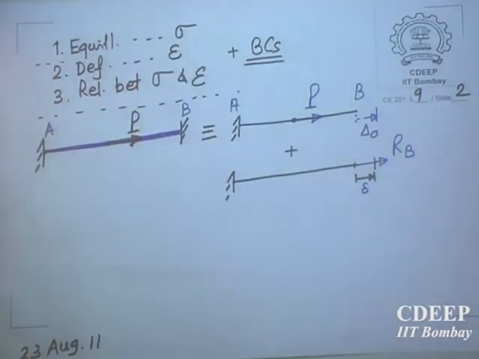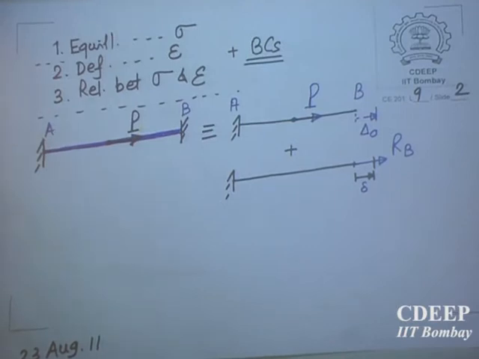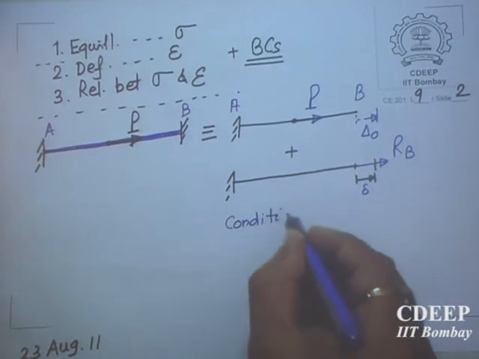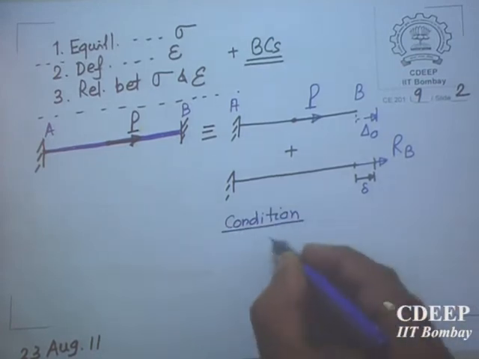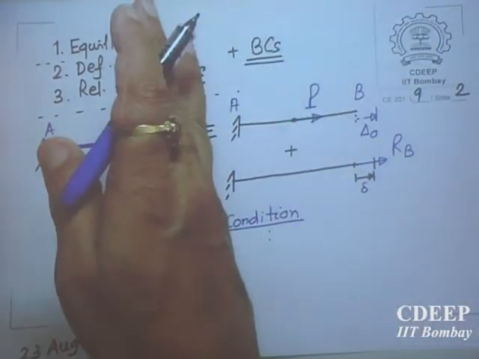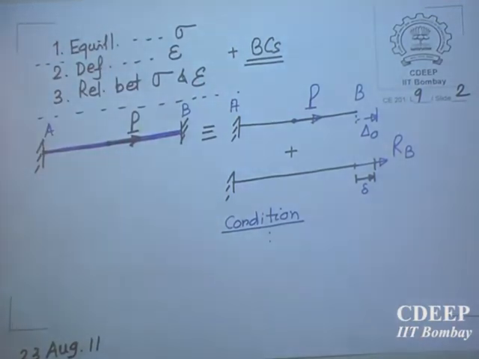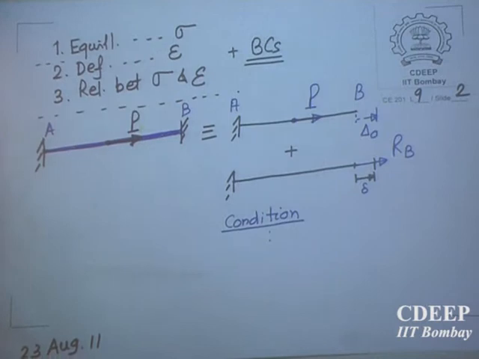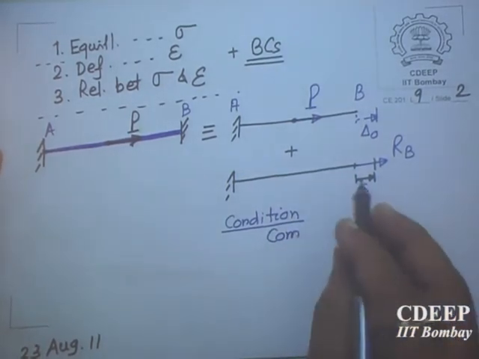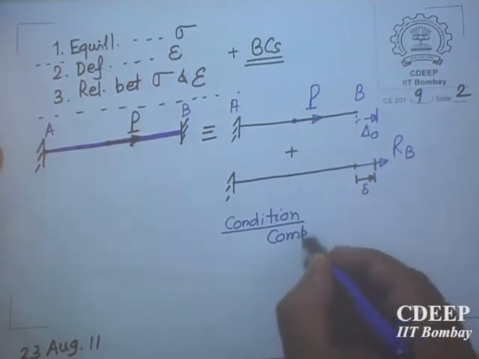But then the real problem does not have any. So I will have to put a condition, and the condition is that these two solutions must represent the original problem. I must satisfy what is called the compatibility condition. The deformation must be compatible. The two solutions must be such that I get zero displacement at B. So this is called compatibility. Displacements must be compatible.